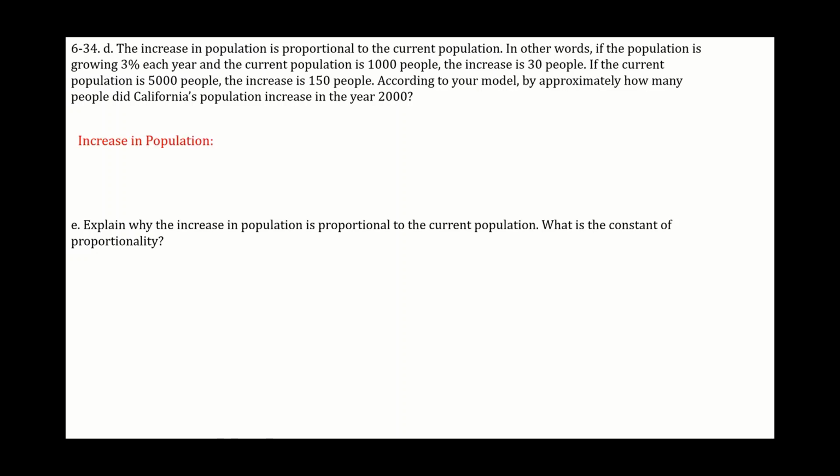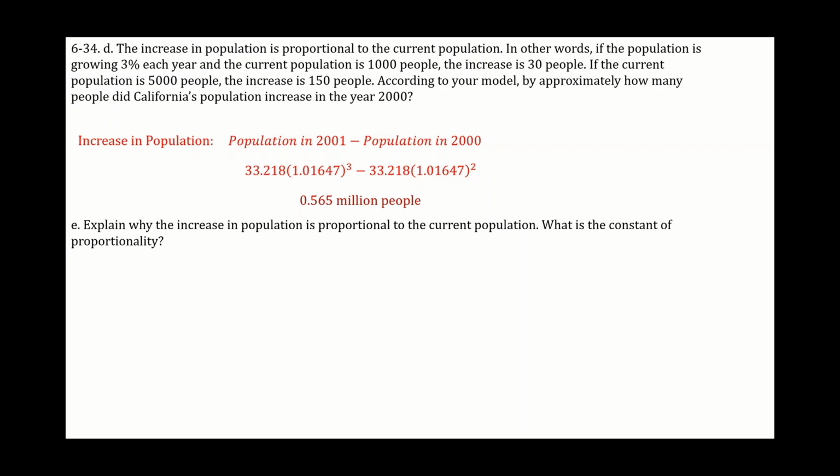So what I need to do is figure out what the population was in 2001 and subtract from it the population in 2000 using my model. So 3 years after 1998 is 2001, and 2 years after 1998 is 2000. So I plugged in 3 and 2 into my model, and I subtracted, and I got 0.565 million people.